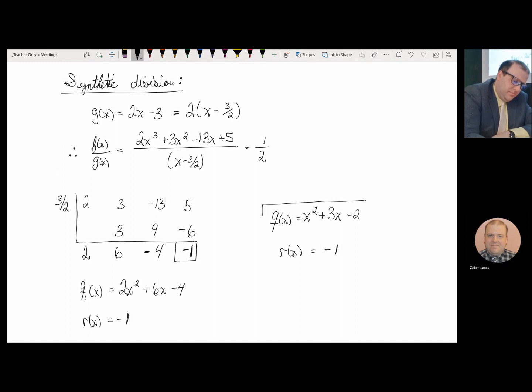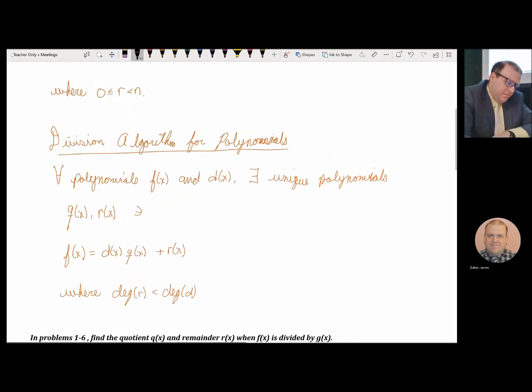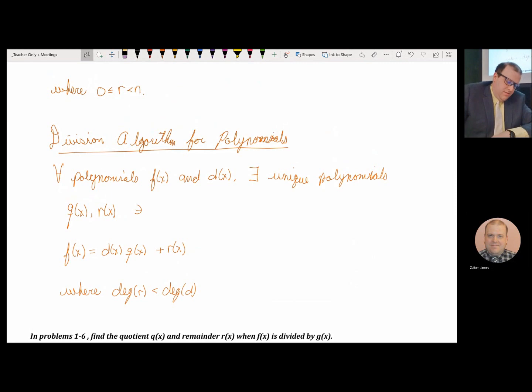But the divisor doesn't get multiplied by a half. I mean, I'm sorry, the remainder. No, because of this right here. Only Q of X is getting multiplied by D of X in the division algorithm. So that's the only term that'll be affected, that Q of X.